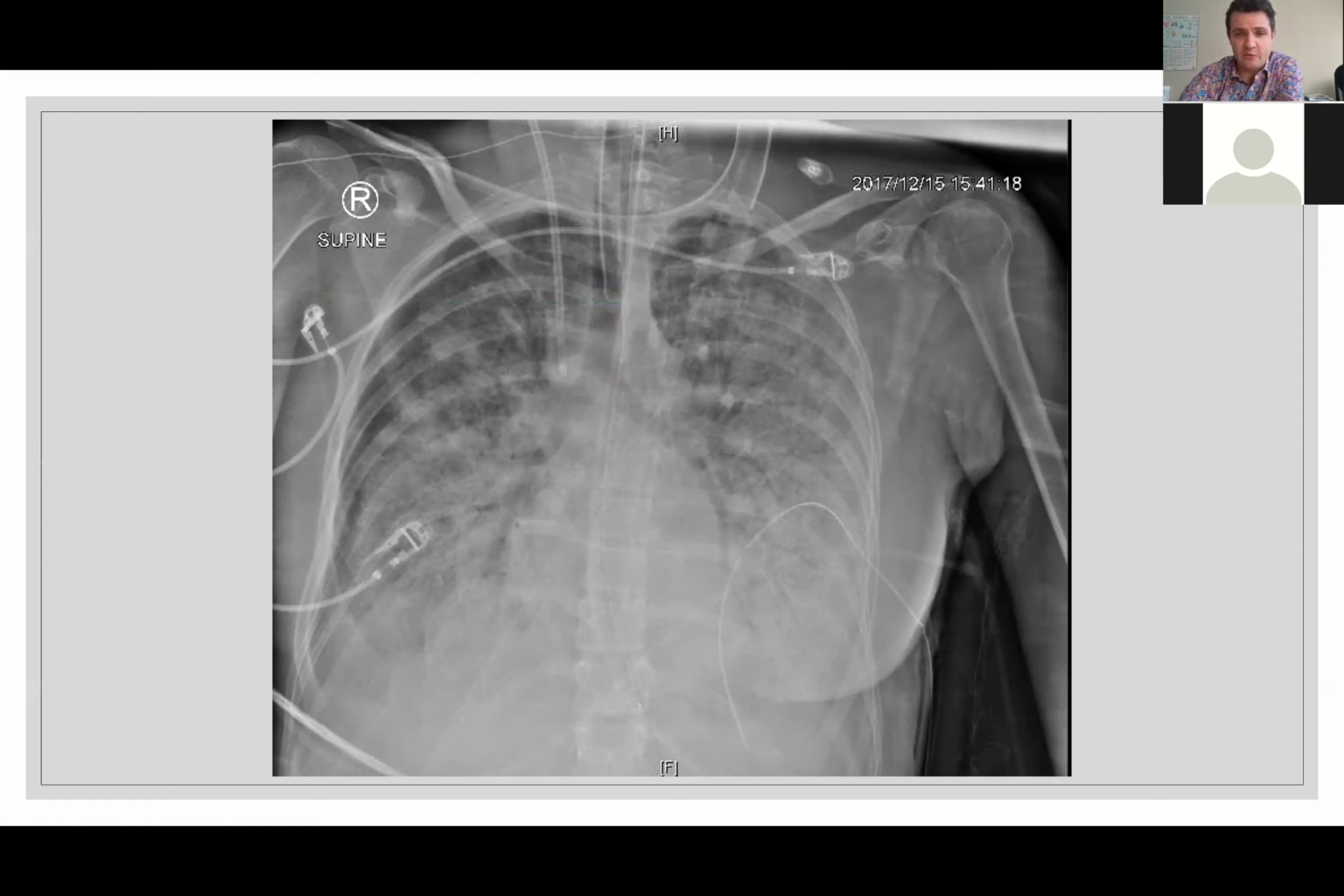ARDS is a syndrome, so it's not a specific disease, but it's a syndrome characterized by life-threatening hypoxemia with inflammatory, so non-cardiogenic pulmonary edema. And it's diagnosed using the Berlin criteria, which would be an X-ray like this, so bilateral airspace disease, profound hypoxemia with a PF ratio less than 300 on at least 5 of PEEP. And in some capacity, we've ruled out cardiogenic pulmonary edema, so heart failure.